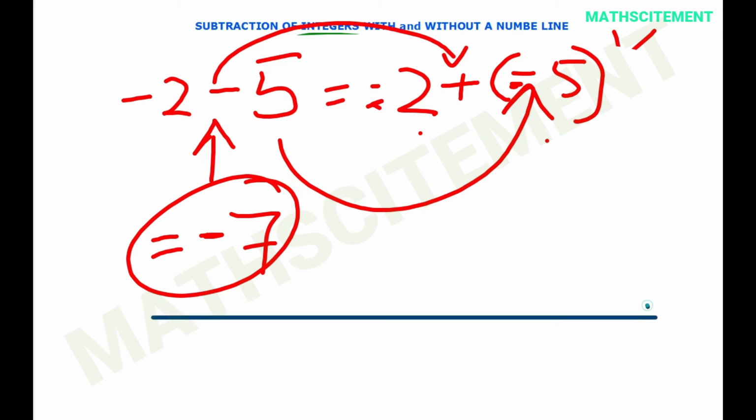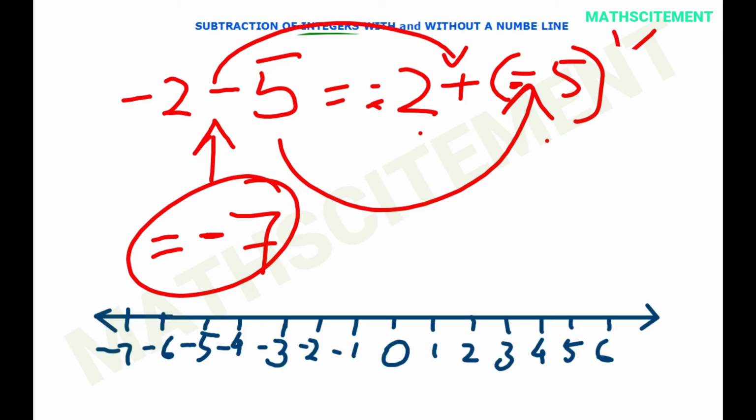Let's do that on the number line. The starting position is negative 2, which is our first integer. And when we add a negative integer, we walk left. So to add negative 5, we will walk 5 steps to the left and we reach minus 7.